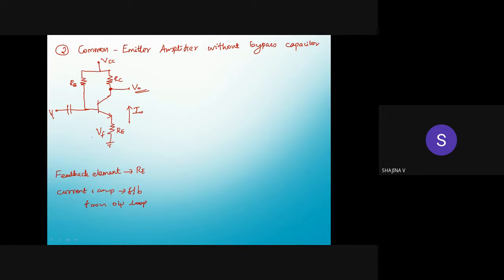And now you have to see the mixing. Since it is a feedback voltage, it is in series with the input. Here my input signal is there, and here is the feedback voltage. So my input Vi and feedback Vf are mixing in series, that is series mixing. Generally, we can say a common emitter amplifier without bypass capacitor is a current series feedback topology.